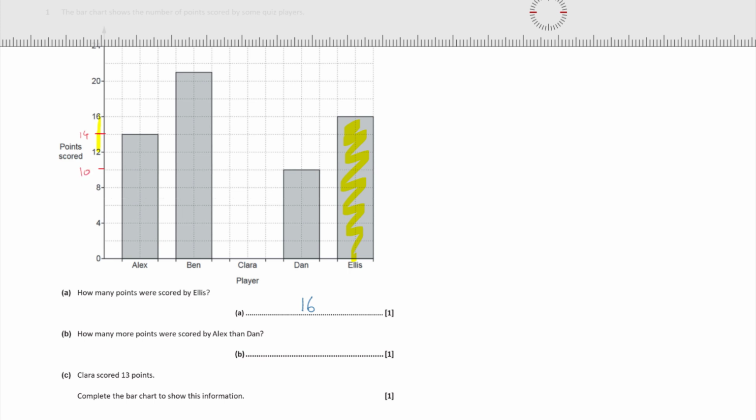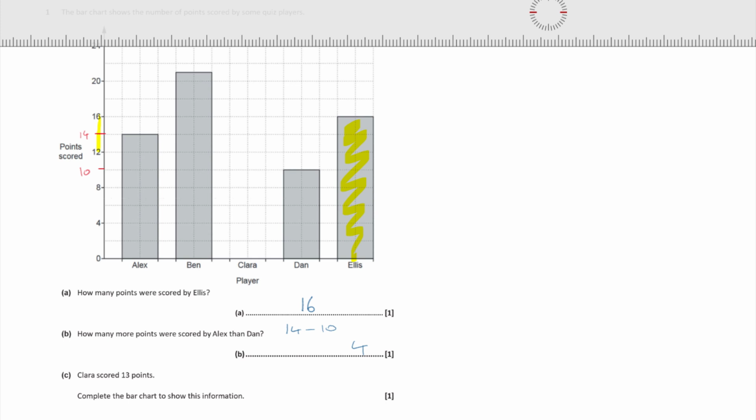Okay, so then the difference in their scores, how many more points Alex got than Dan, is going to be one of those numbers take away the other. So 14 take away 10, that's equal to 4 then, isn't it? Okay, so he scored 4 more. Right, and then finally, Clara scored 13 points. Complete the bar chart to show this information.